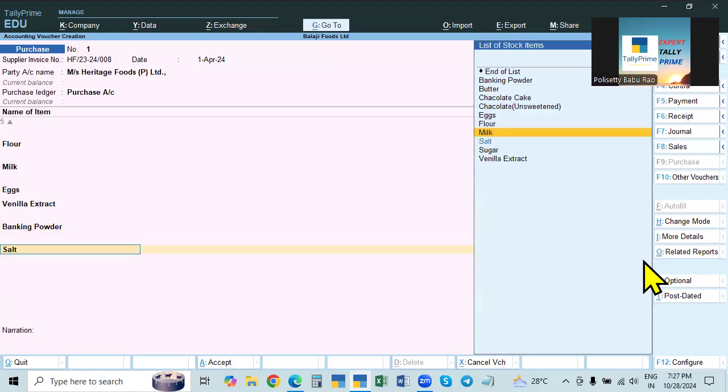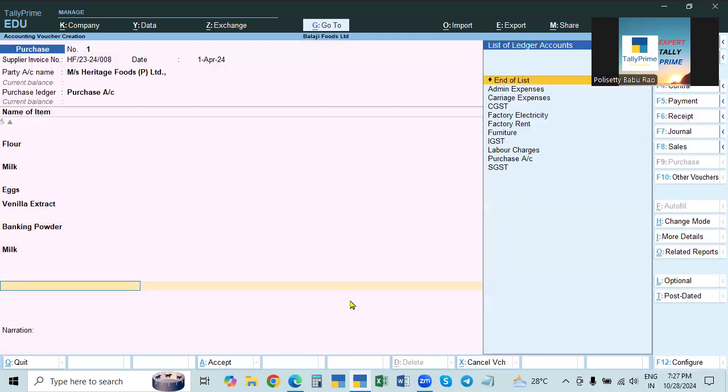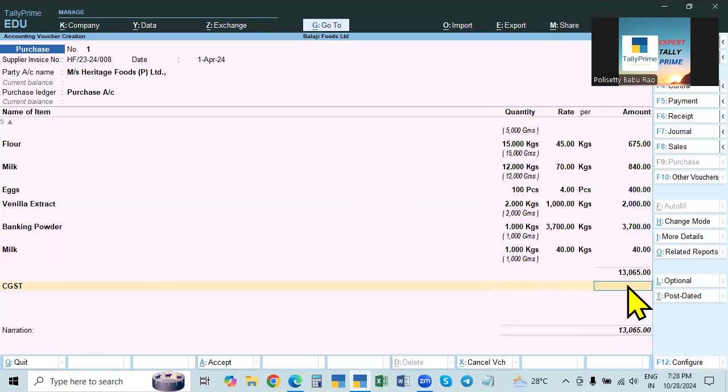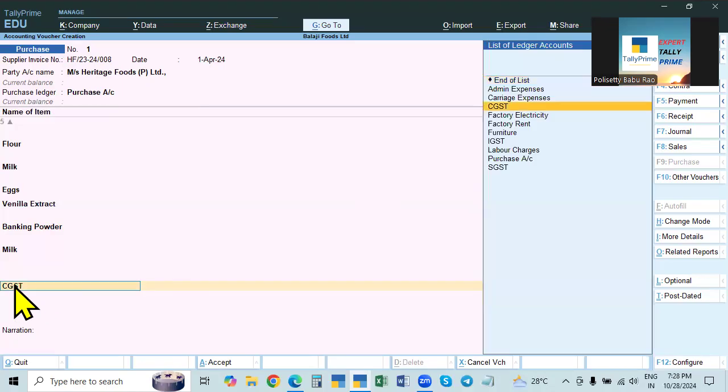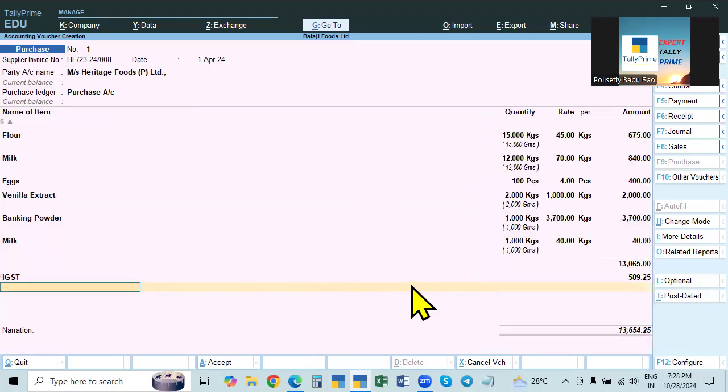So again, click and come down to the total. Now here we have to charge the tax. This is from another state, that is Andhra Pradesh, so you have to select IGST. Suppose you take CGST, the tax will not be calculated. You have to take IGST; with IGST, tax is calculated.